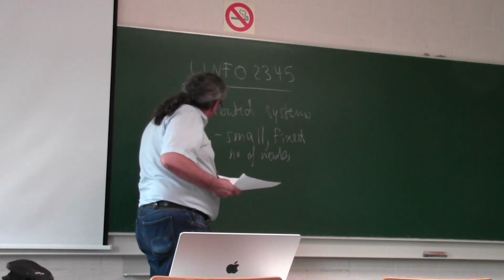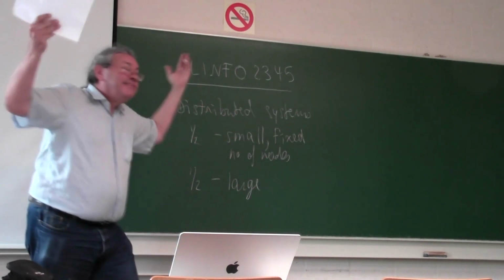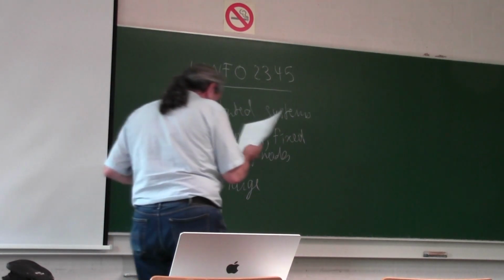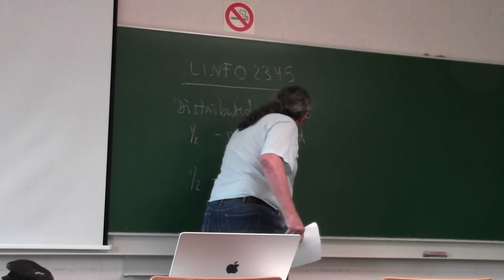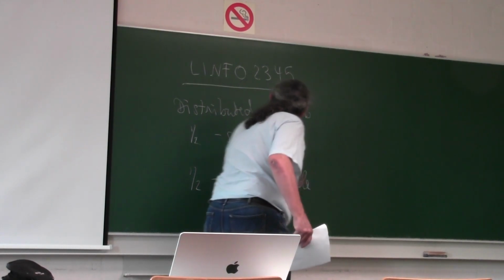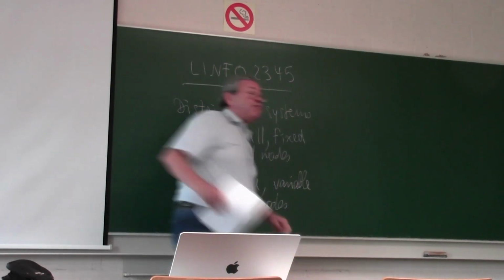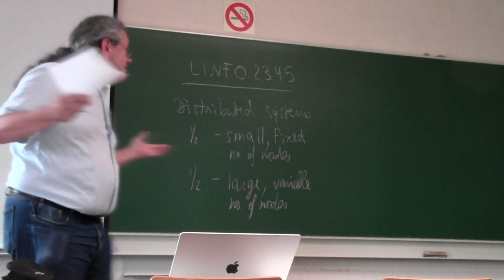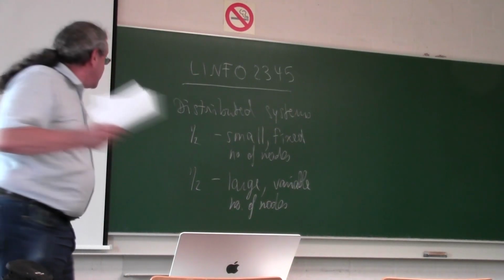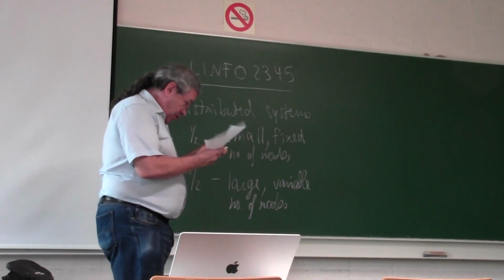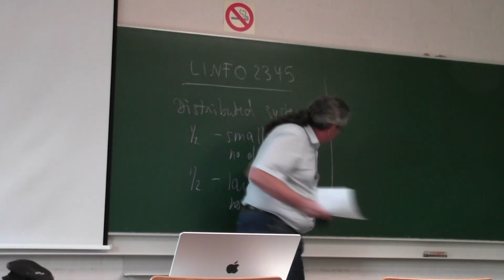And the second half of the course will be on large distributed systems, like the internet and many systems on the internet. These are systems with a large and variable number of nodes, thousands, millions. And if you have a million nodes, then it's pretty obvious that the number is going to change. There's always a node that's going to be failing, or new nodes that are going to be coming in. Okay, so that's the basic thing.